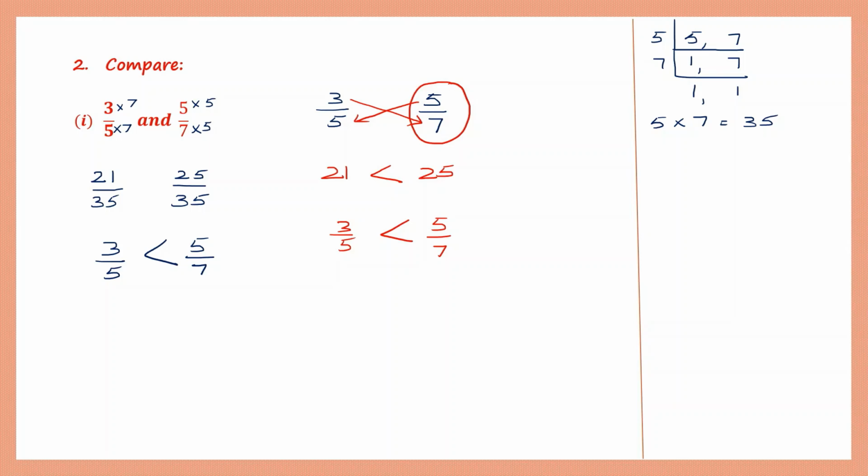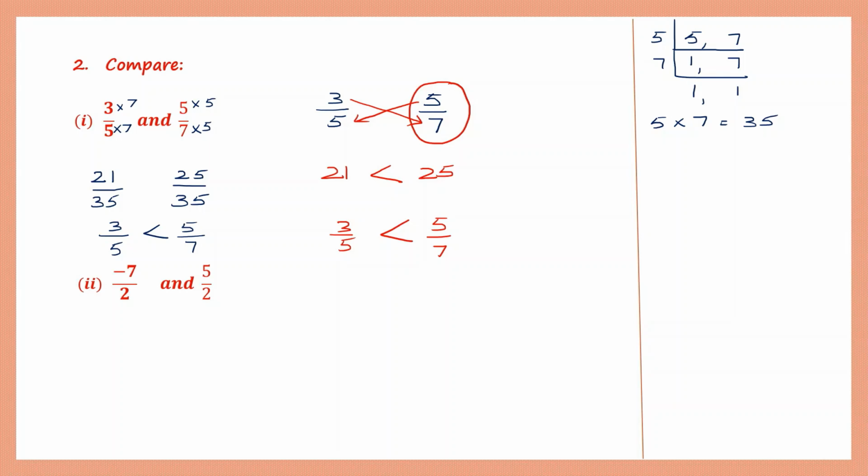So here we have two methods. The two methods, one is where we find the LCM and we find which is greater. So when we found the LCM, we got it this way. So we know that 5 by 7 is greater than 3 by 5. The other method is cross multiplication, and we found again that 5 by 7 is greater than 3 by 5.